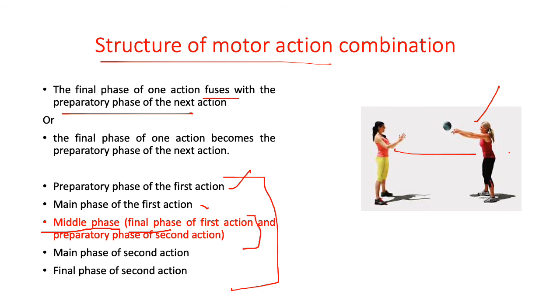So in this combination we have in structure: preparatory phase of first action, main phase of first action, and then comes the middle phase. And after that, the main phase of the second action is what? Throwing the ball. She will throw it. And the final phase is again balancing herself. So the things are the same, we have just fused 2 phases here. That is the only difference. I hope it is very clear now. Rest everything is the same.